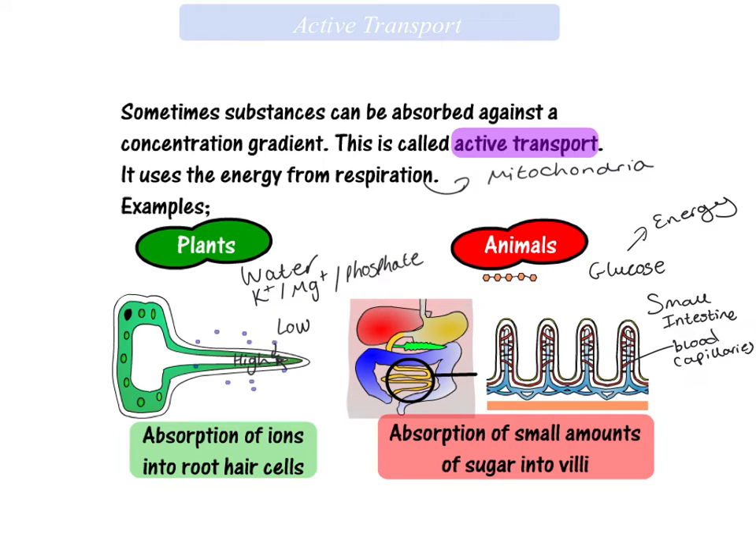So we want to get all that glucose from our blood capillaries into our villi to be able to use it. But it's actually the wrong way around, because you've got low in your blood and it's high in your small intestine. So it goes against the concentration gradient, and that's active transport. They're the two big ways, and you must note them down, that we use active transport in plants and animals.